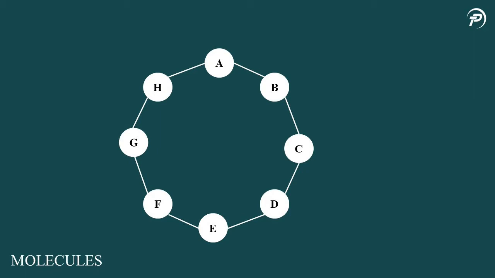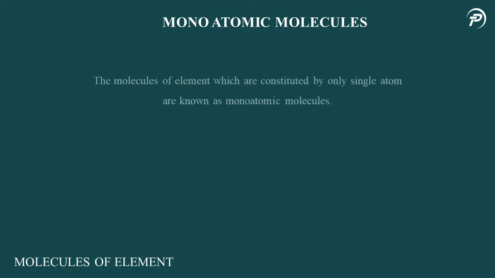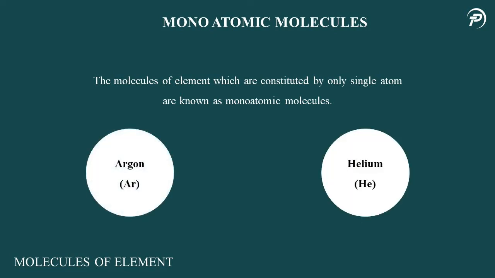When the molecules of an element are constituted by the same type of atoms, they are known as molecules of element. These molecules can be divided into four categories. First one is monoatomic molecules. The molecules of element which are constituted by only single atoms are known as monoatomic molecules, such as argon, helium, etc. These are made up of only one atom of that element.